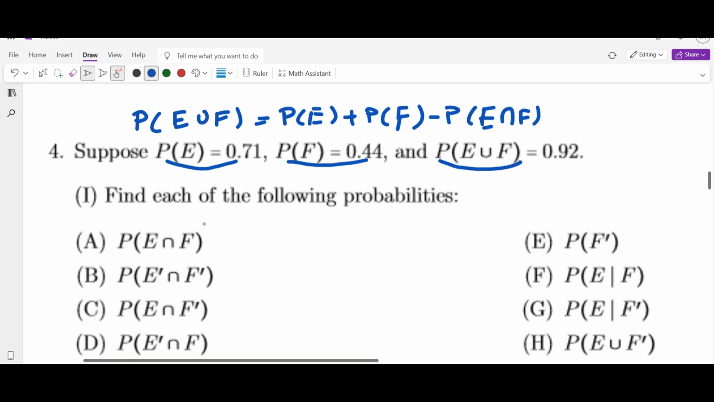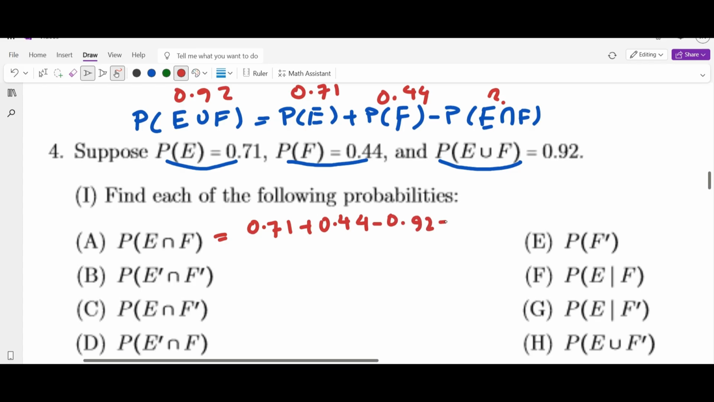Now, how's that going to be helpful for us? Because basically the probability of the union is given here, and the probability of the first set is given, and the probability of the second set is given. I can find the probability of the intersection, and that would be 0.71 plus 0.44 minus 0.92, which is going to be equal to 0.23.